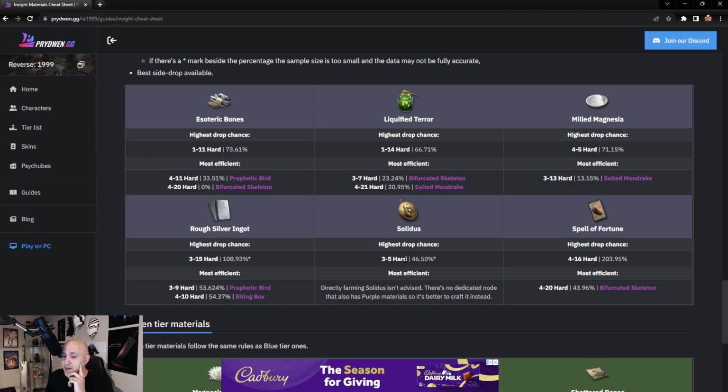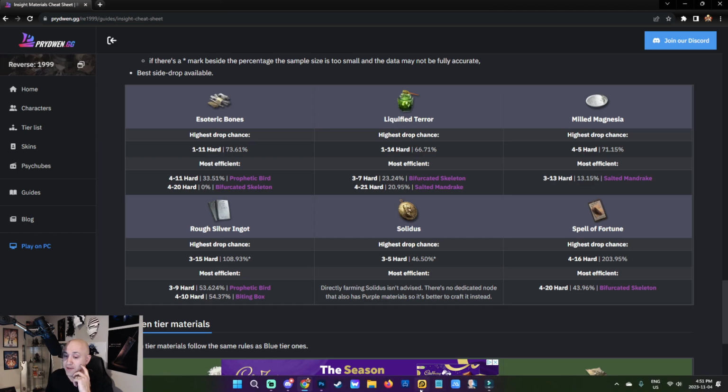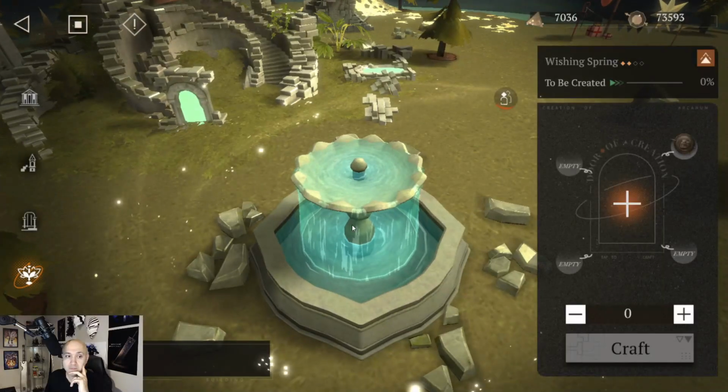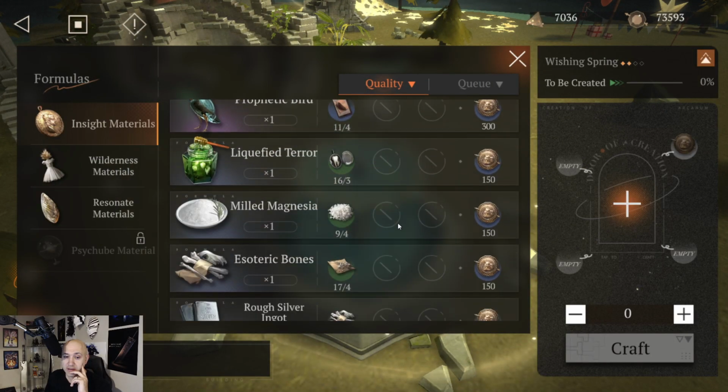Solidus, here we go, 3.5, 46% only, right? Directly farming Solidus is not advised, guys. There's no dedicated node and it also has purple material, so it's better just to craft this. All right, so what's the crafting involved for this one? Let's take a quick look here. Go back to the Wishing Spring, and let's find it.